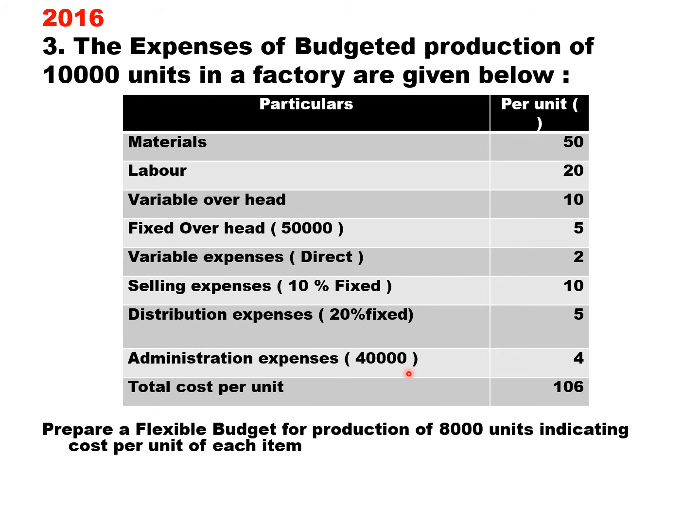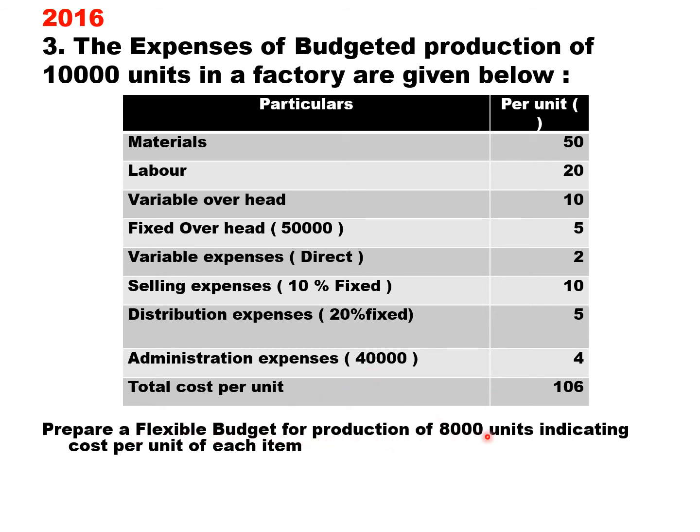Administration expenses 40,000. Generally administration expenses, office expenses will be fixed in nature. So administration expenses 40,000, nothing is mentioned, so you need to consider as fixed. Generally office expenses will be fixed. So 4 rupee, then total cost per unit 106.